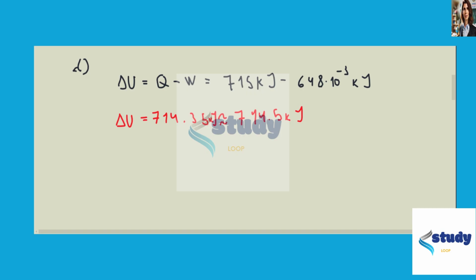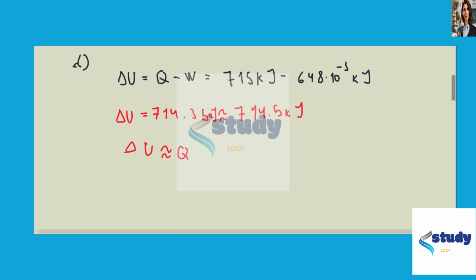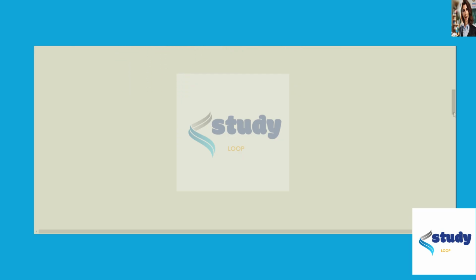And this is for part D, where we should see that the Q is much greater than W, so delta U is approximately equal to Q. Or all of the heat that is placed into the liquid is going to increase its internal energy and no work done on the surroundings. That's why we use gases for expansions, like in motor engines, instead of liquids.